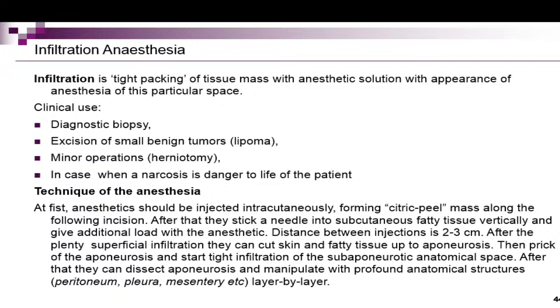The distance between injections should be from 2 to 3 centimeters. After the superficial infiltration, you can cut skin and fatty tissue up to the aponeurosis. These two spaces will be anesthetized and you can perform incision of soft tissues, approaching the affected site partially, from skin to superficial aponeurosis. Then we should prick the aponeurosis with a needle and start the tight infiltration of the subaponeurotic anatomical space with the anesthetic.